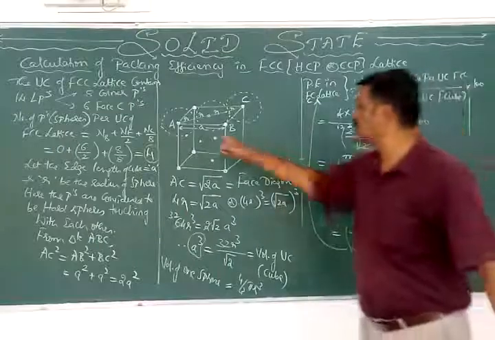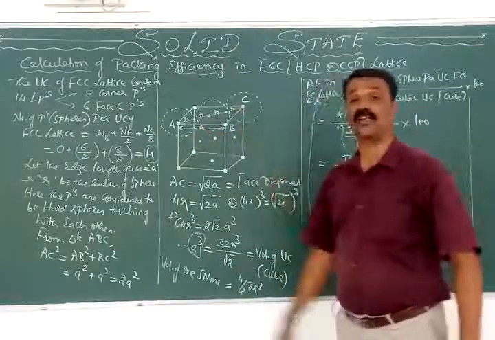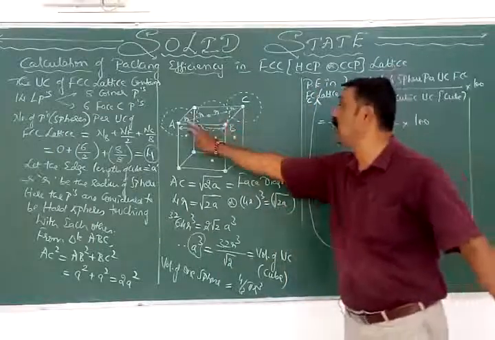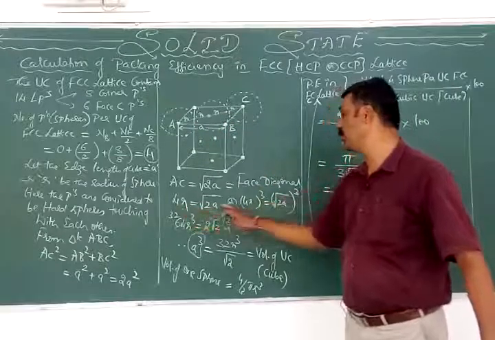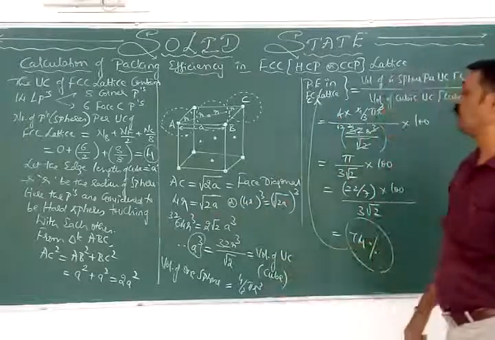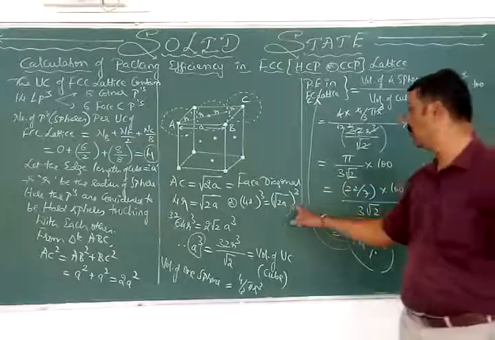But that AC is called the face diagonal. Therefore, the face diagonal is given by R plus R plus R plus R, that is equal to totally 4R. 4R is equal to root 2 into A. Cubing on both sides, it becomes 4R whole cube is equal to root 2 into A whole cube.